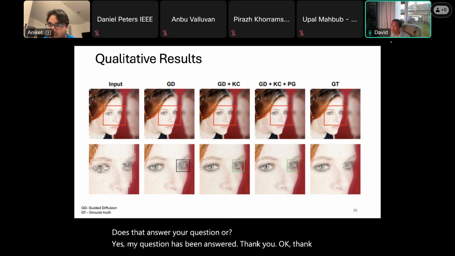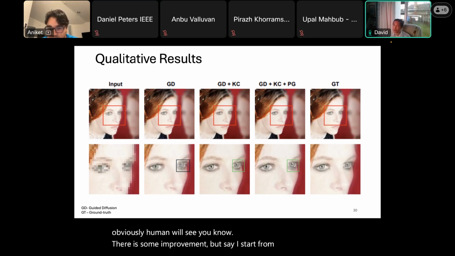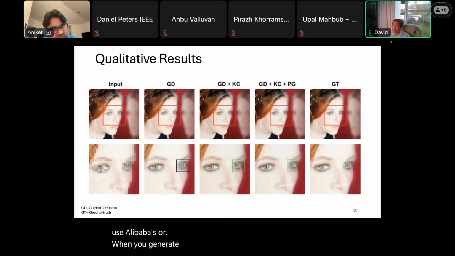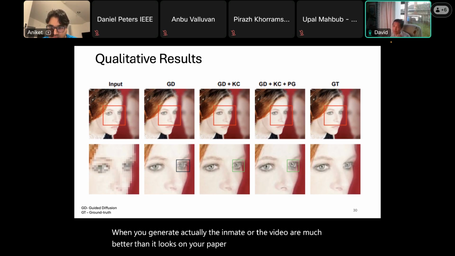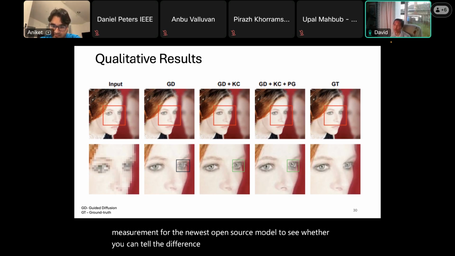Yeah, I have a second, different question. The picture you show, obviously humans will see there's some improvement. But say I start from the image, we use, say, Flux, the newest open source models, and for video we use Alibaba's. When you generate, the image or the video are actually much better than they look in your paper. Have you used your measurement on the newest open source models to see whether yours can actually improve them?